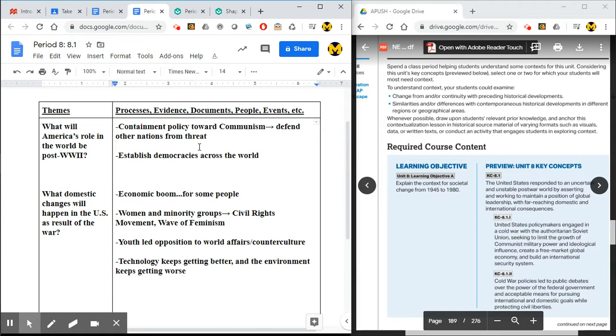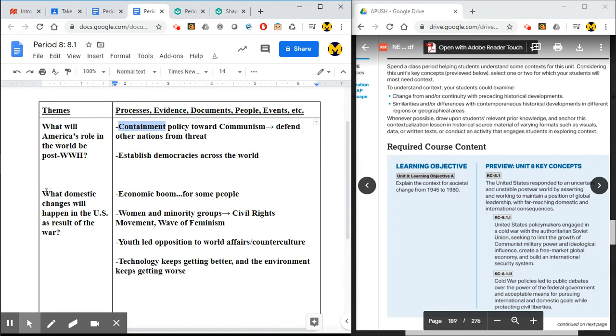So after World War II, the U.S. is concerned with containing, the key word, containing communism. And part of doing that is establishing democracies in countries across the world. If you're making democracies, then you're fighting communism. So the U.S. focuses on that.